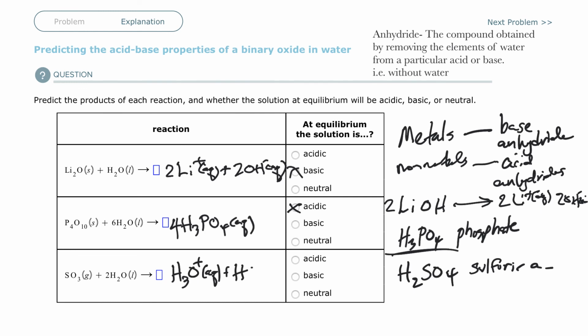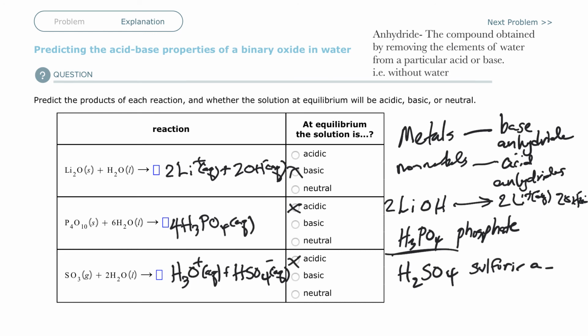So I've got HSO4 negative, which is bisulfate or hydrogen sulfate, and this is also aqueous. So what is it? Well, it's obviously an acid. You've got hydronium here. That's acidic.